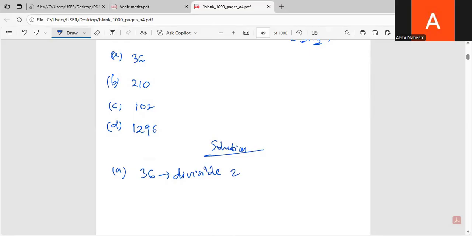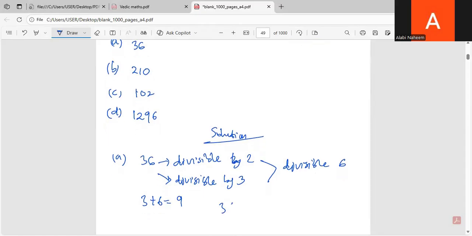And the second part, is it divisible by 3? Yes. The rule for 3 states that the sum of the digits has to be divisible by 3. Let's sum its digits up. 3 plus 6, and that is 9. It is also divisible by 3. So we can conclude that it is divisible by 6. You can confirm that by saying 36 divided by 6 is 6.